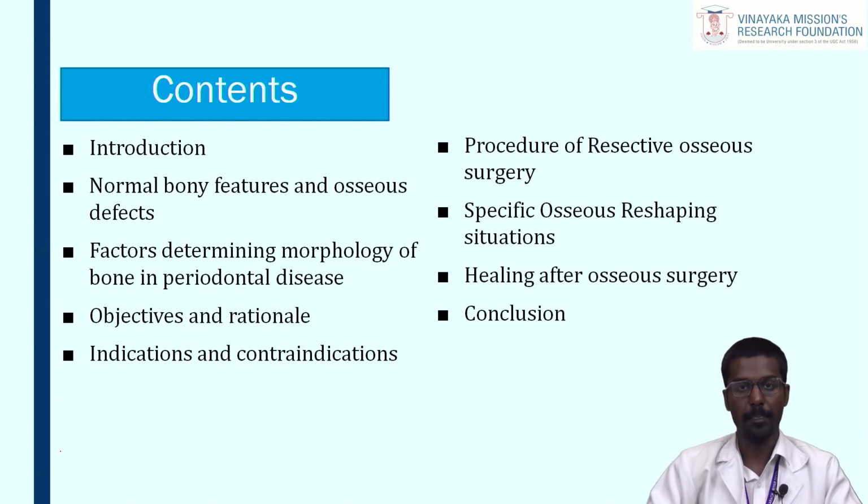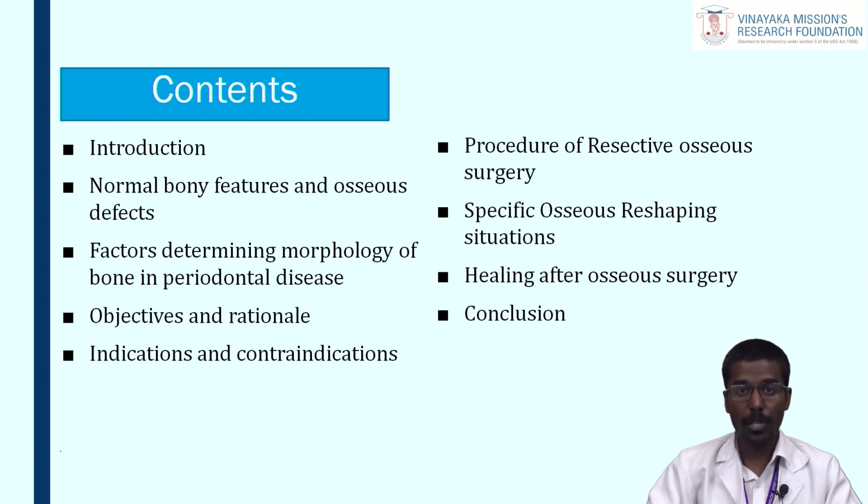Now coming on to the contents, first we will see a gist of what resective osseous surgery is. Then we will move on to what the normal bony structures are and what defects can be caused by periodontal disease in these bony structures. Next, how you can determine the bony defects. There are four methods. One is the clinical method, the next one is the radiographic method, the third one is the surgical re-entry method. Next are the objectives and rationales.